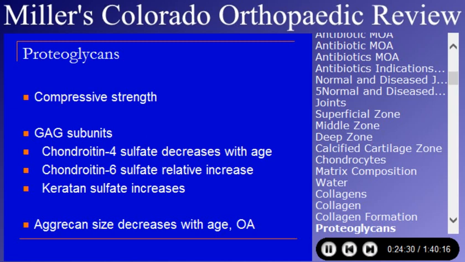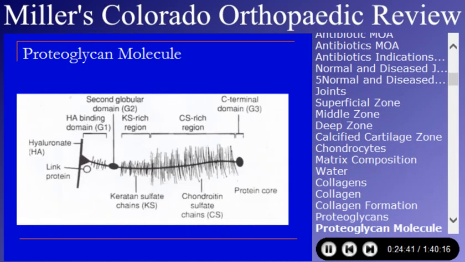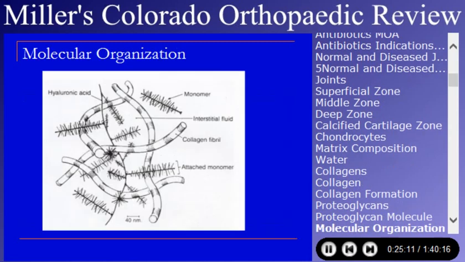The glycosaminoglycan unit's size decreases with aging and decreases with osteoarthritis. The basic structure is the hyaluronate strand. There is a link protein. The glycosaminoglycan subunits are attached to a protein core. And again, this picture, or some semblance of it, tends to show up on a very regular basis. Remember that keratan sulfate decreases with age, chondroitin sulfates increase with age.